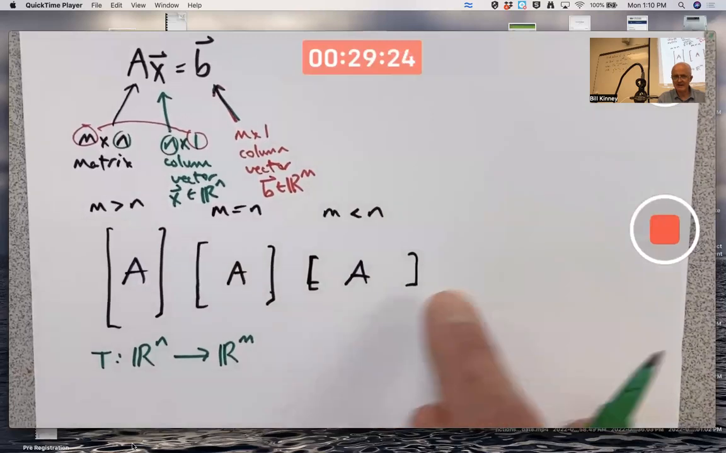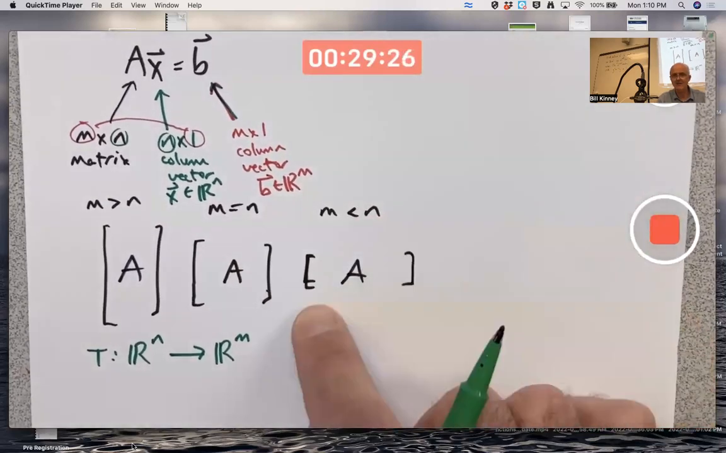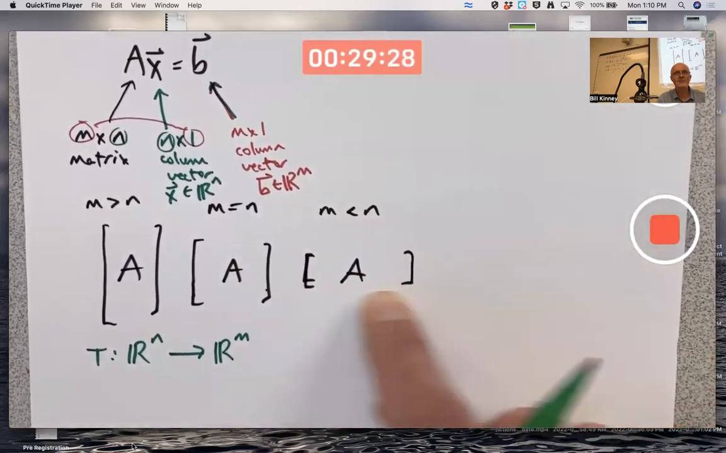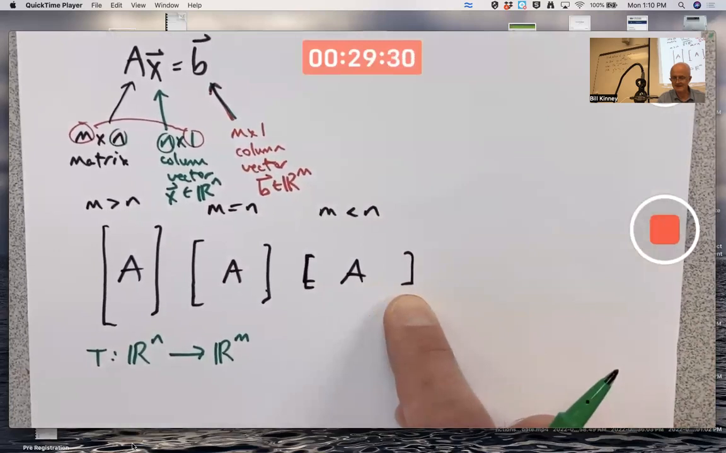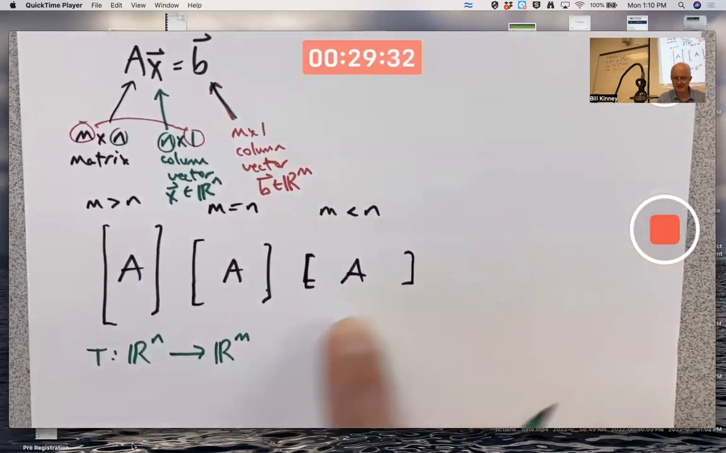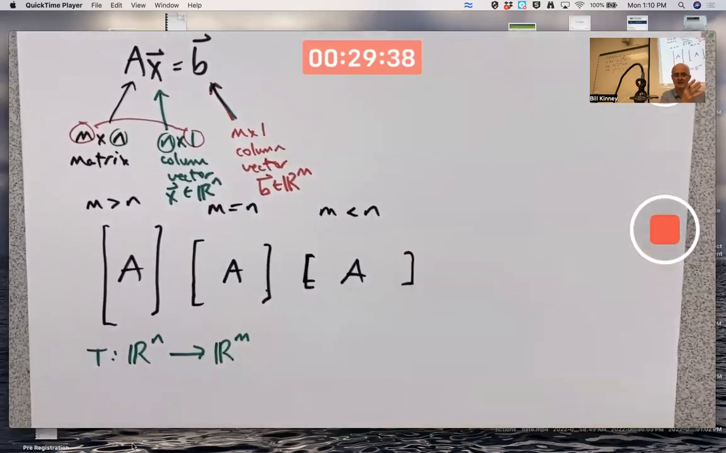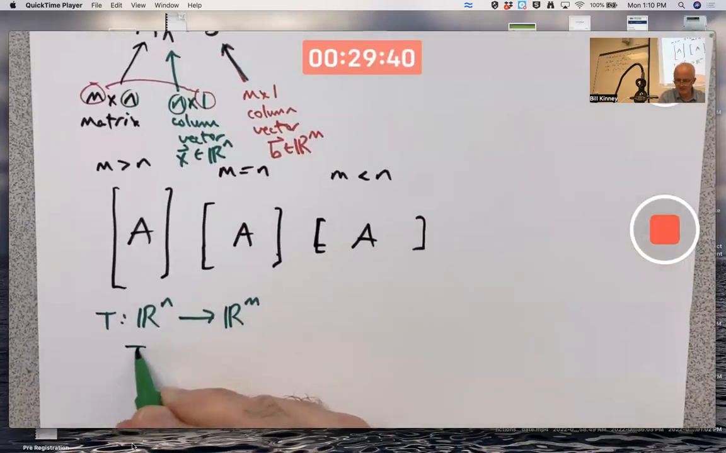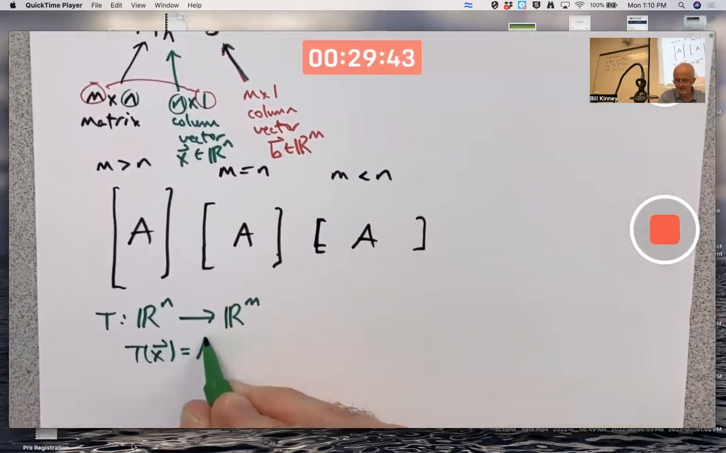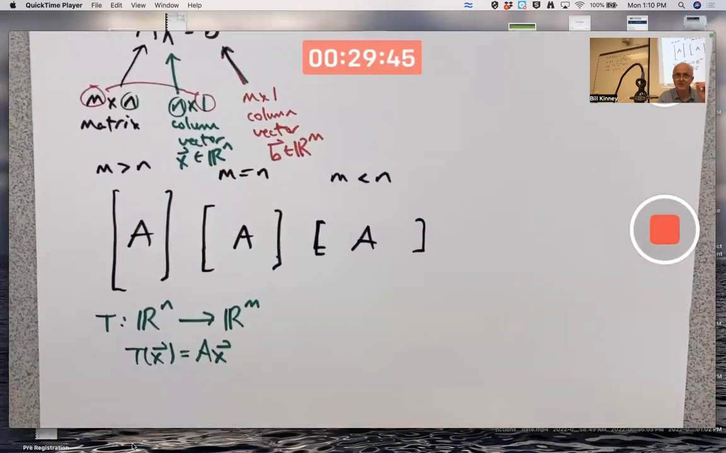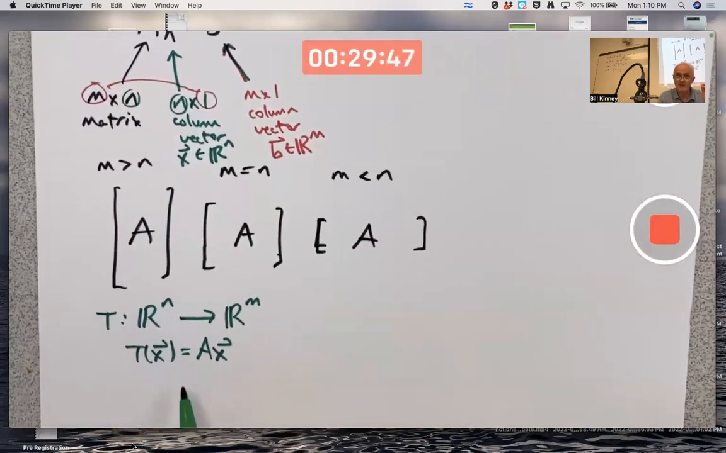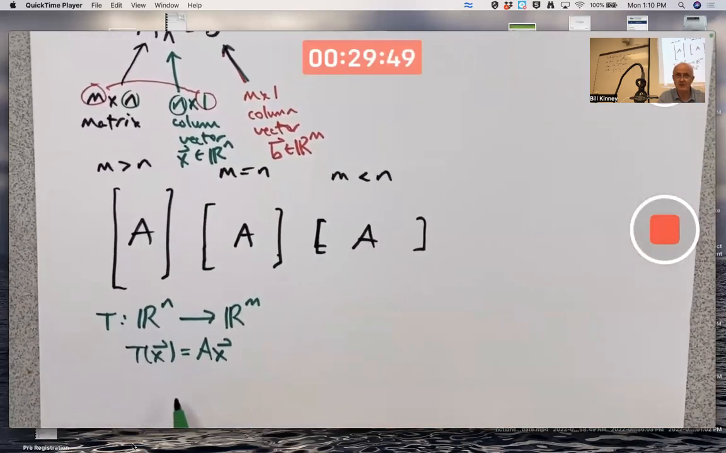Let's go to the other extreme where m is less than n. Short and wide matrix like this. M is less than n. So the domain is big and the codomain is small. You're mapping from a bigger dimensional space to a smaller dimensional space. By the way, I forgot to emphasize the formula for T is T of X equals A times X. And do get that phrasing right. T of X equals A times X. That's the formula for T.